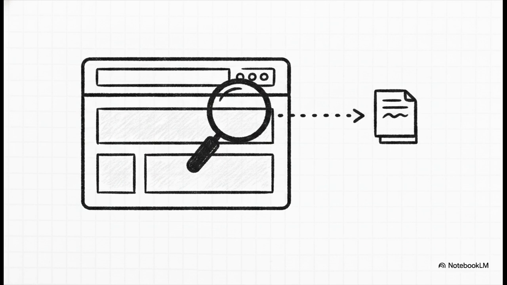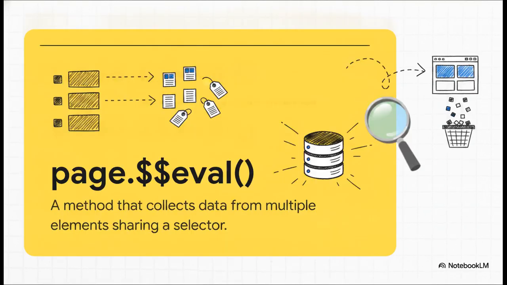It's clean, direct, and incredibly fast. But wait, what if you need a whole list of items? That's where page.$$eval comes in. Notice the two $ signs this time. This method is absolutely essential for bulk extraction.